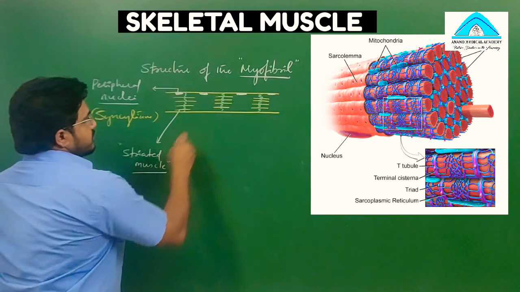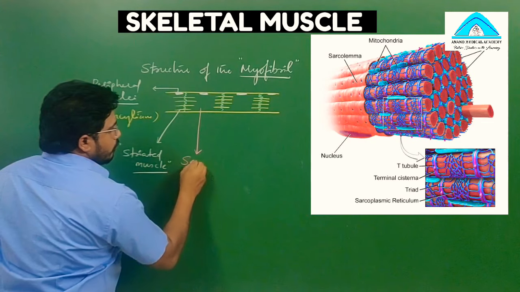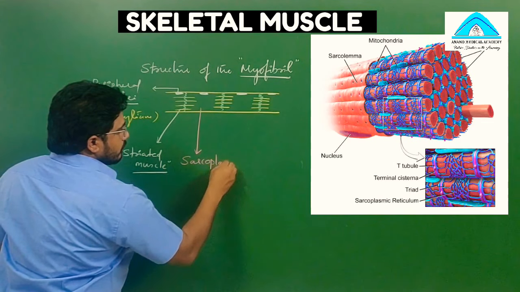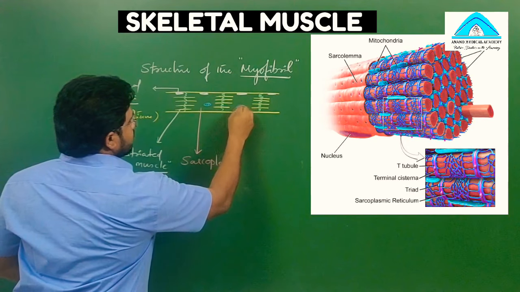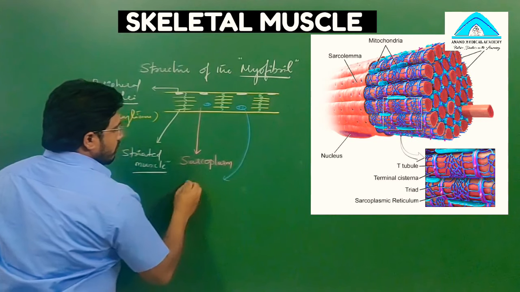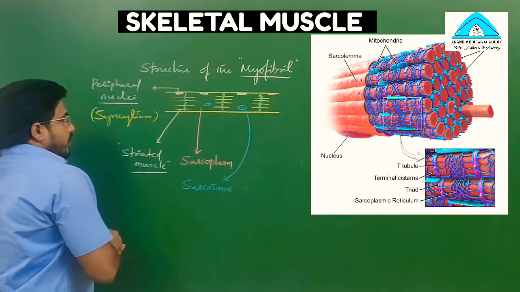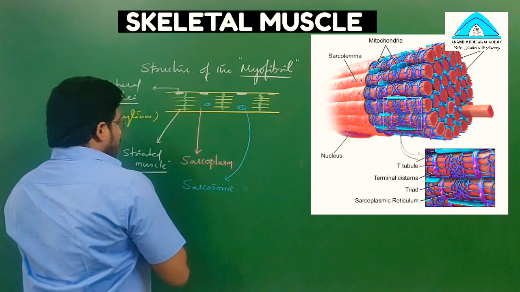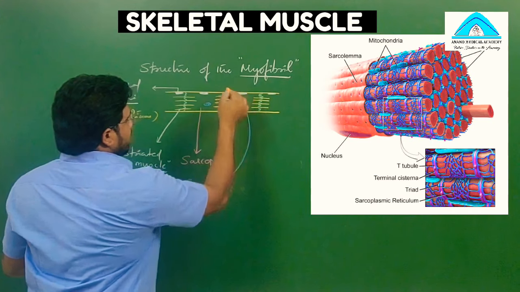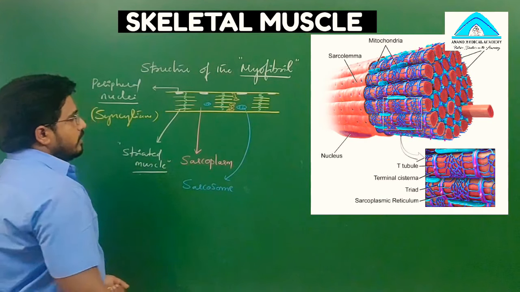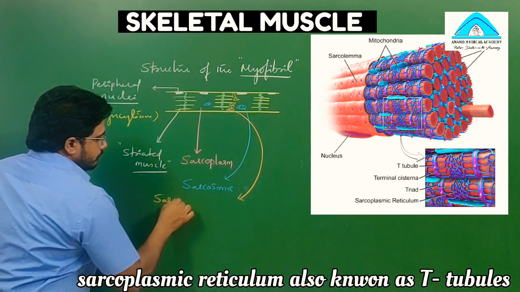And this is the cytoplasm. The cytoplasm of the muscle is called sarcoplasm. In that, mitochondria exist. These mitochondria are called sarcosomes. And endoplasmic reticulum is also present. Generally every cell organelle is present. The endoplasmic reticulum is called sarcoplasmic reticulum.